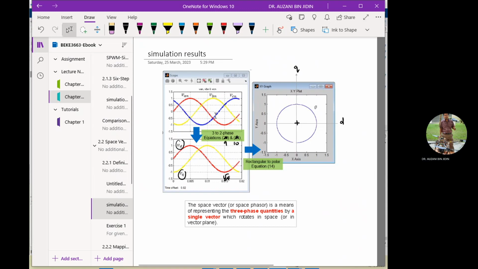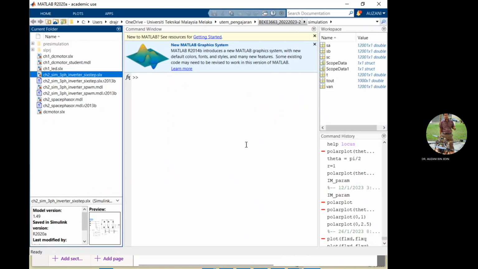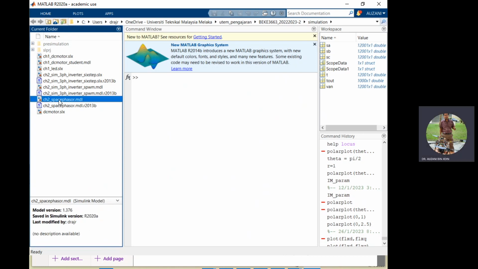Okay. So let me open the file first. Where is the file? MATLAB. So I think space phasor.